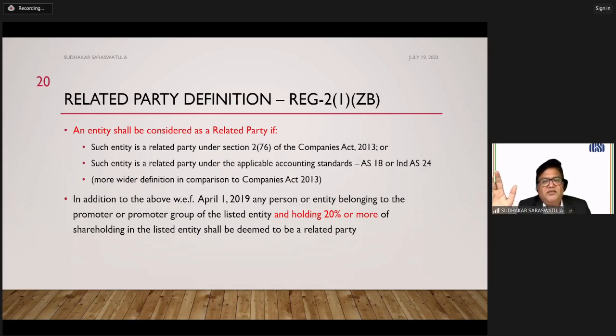As I was mentioning, in neither of these is the promoter clearly covered. Again, accounting standards may cover significant control and all those things. That is an indirect way of covering, but a direct way is not there. So on April 1st, 2019, for the first time, it was brought in that any person or entity belonging to the promoter or promoter group of the listed entity and holding 20% or more of the shareholding in the listed entity shall be deemed to be a related party. Here, if you see the wording, it is promoter or promoter group of the listed entity, any person or entity belonging to it. That means it is not the group entirely holding 20%, but it is on an individual basis only. Very rarely does any person or entity belonging to the promoter group hold 20% or more. So this has not cut much ice as far as the amendment is concerned.